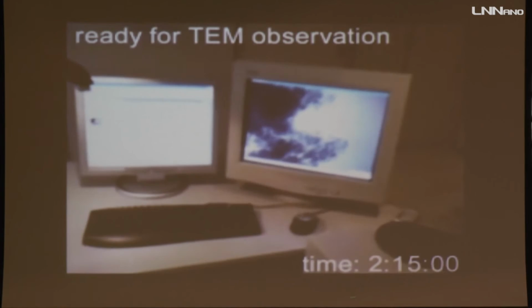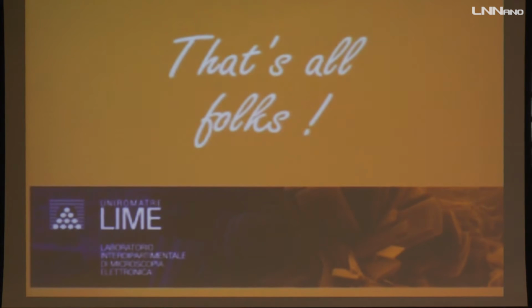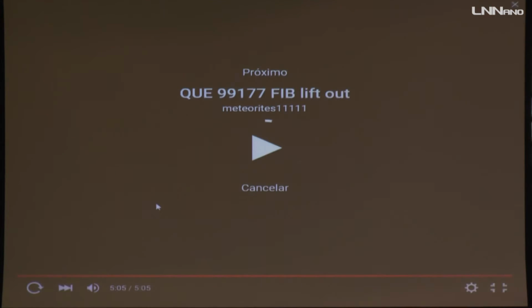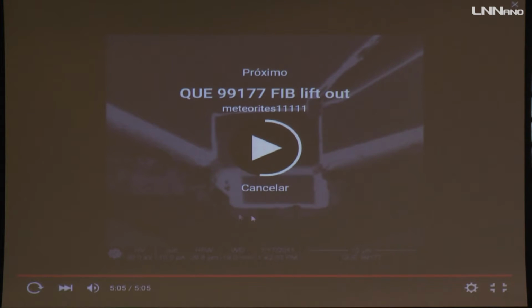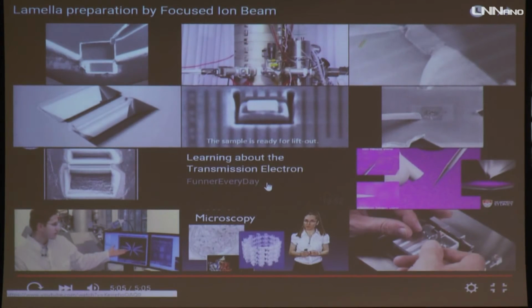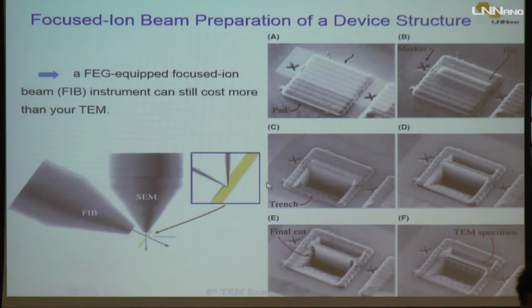And this is the world record of sample preparation. Just 2 hours and 15 minutes. He was able to do it. Okay, people, I will stop this. Okay, let's continue. What I showed was the best video that I got on the internet.